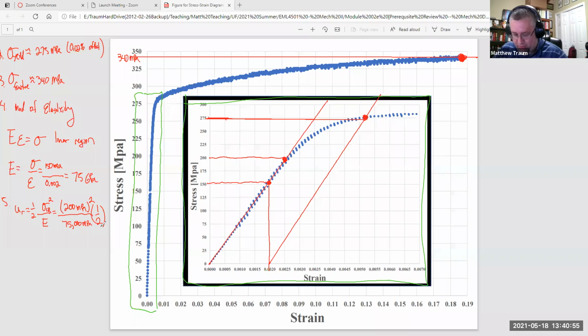And when I run through the numbers, I get that this modulus of resilience is 0.2667 megajoules per, hang on, let me erase, cubic meter. So in other words, at least the way that I would think about this as a guy focused on energy, is that's the amount of energy per unit volume that the material can absorb before it starts plastically deforming.